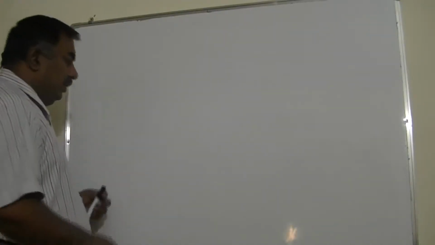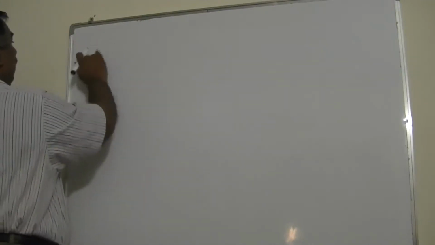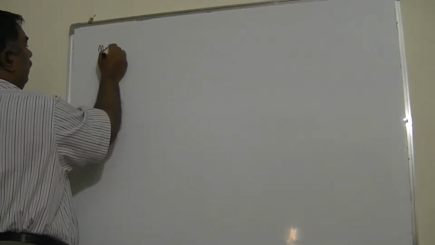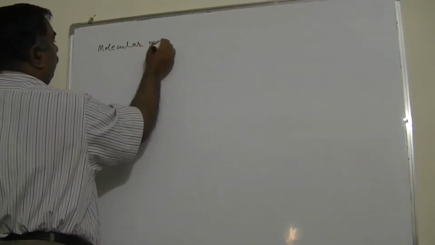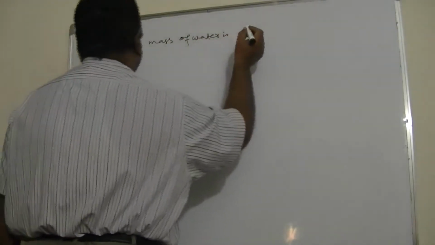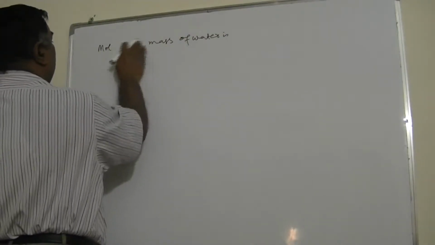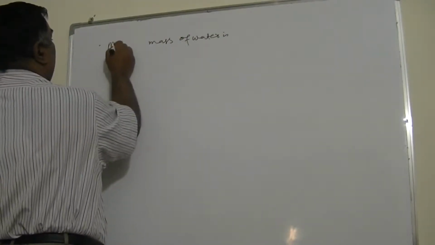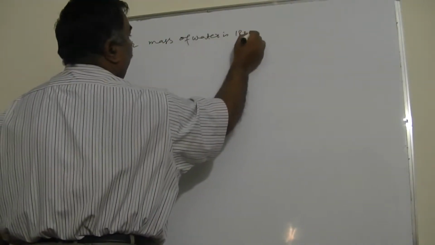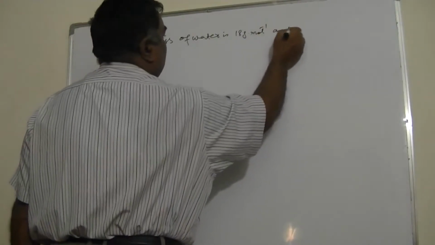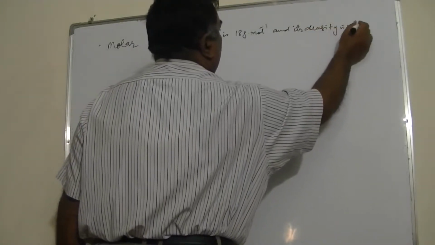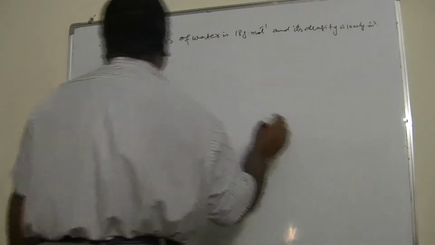Today we'll be doing some calculations with moles. For example, one question is given to you in this way. The molar mass of water is 18 gram per mole and its density is 1000 kg per meter cube. Now we have to find different things.